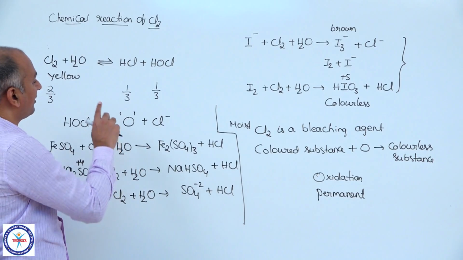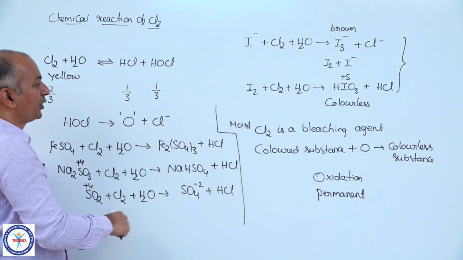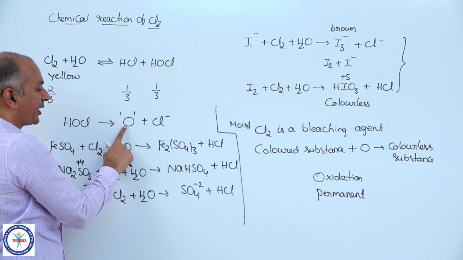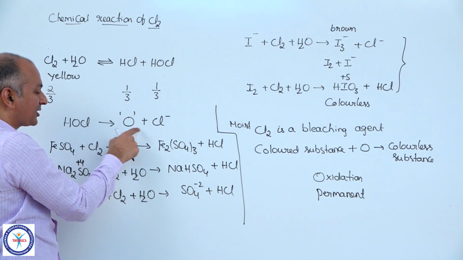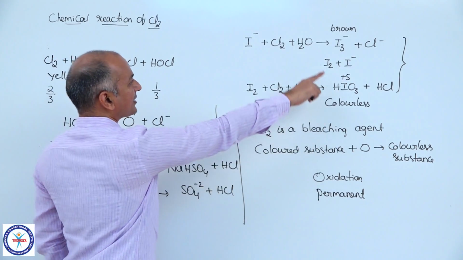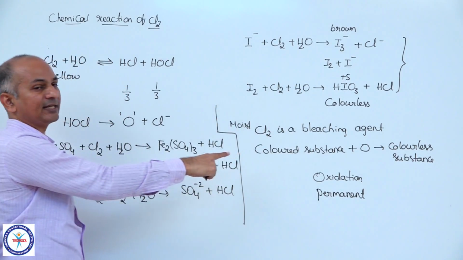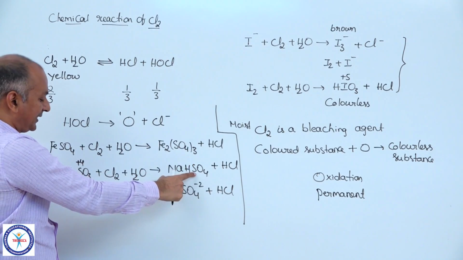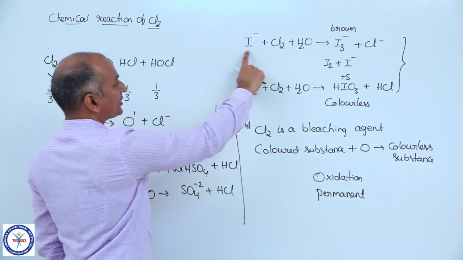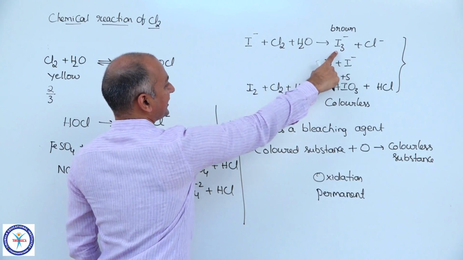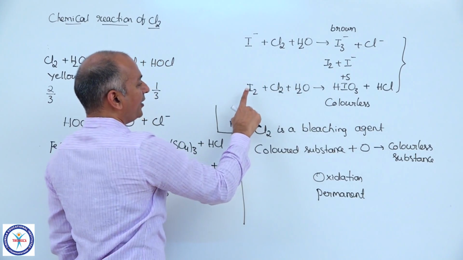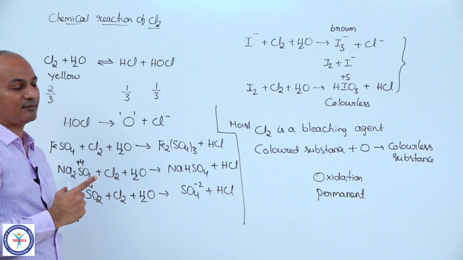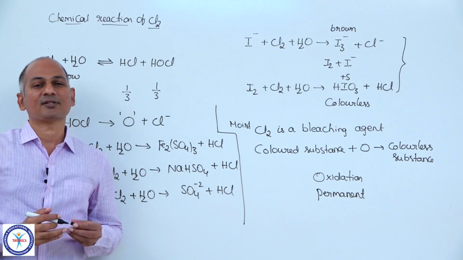Okay, so these are the overall oxidizing properties of chlorine water. Reaction with water, production of hypochlorite, and hypochlorite releases nascent oxygen. That nascent oxygen is responsible for all these oxidizing reactions, including bleaching. Fe plus 2 to Fe plus 3, sulfur plus 4 to plus 6. Here also same thing, and I minus to I0. I3 minus is nothing but a combination of I2 and I minus. And if you add an additional amount of chlorine water, the iodine goes to plus 5. So this is all about reactions of chlorine.